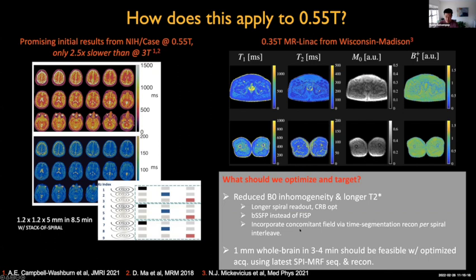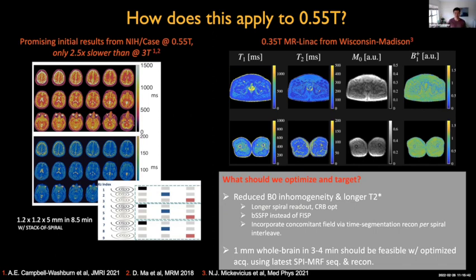And I think at low field, you have much reduced B0 inhomogeneity and much longer T2 star. So the pro of this is that you can do longer spiral readout as well as try to optimize some of the Cramér-Rao bound for flip angle and TR to get even better SNR.